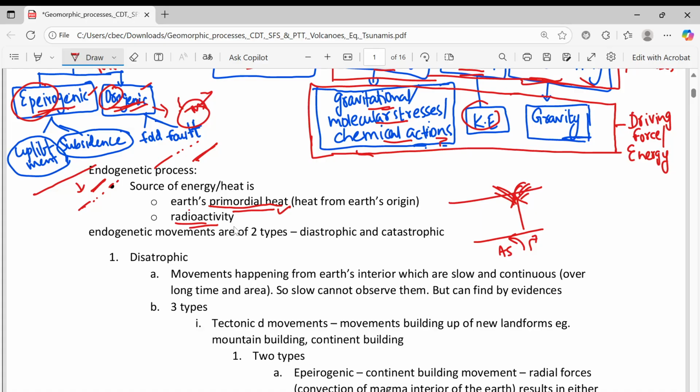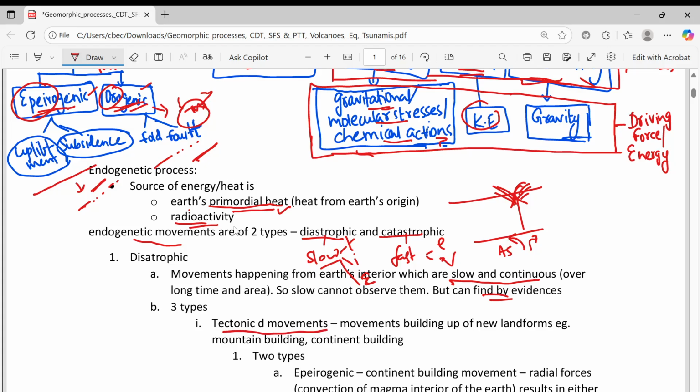Then we will go to endogenetic movements. These are two: diastrophic and catastrophic. Diastrophic are slow movements, catastrophic are fast. Examples are earthquake and volcano. Slow movements are of three types: tectonic, isostasy, and eustatic movement. So first, diastrophic, here it is given as slow and continuous for a long time. You cannot observe them, but you can find them by evidences.